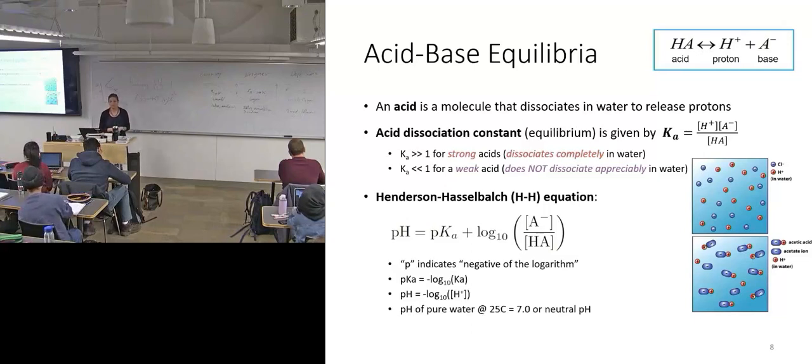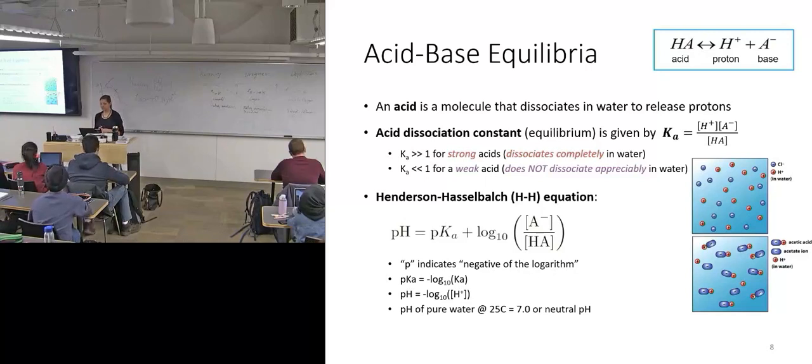So that P has a more official, original name and meaning, like the potential of hydrogen, but for me, I just say negative logarithm in my head, so I remember it. So pKa is taking the negative log in base 10 of the Ka. pH is the negative log in base 10 of the concentration of our protons, our hydrogens. And so then the pH of pure water at room temp is 7, or what we call neutral pH.